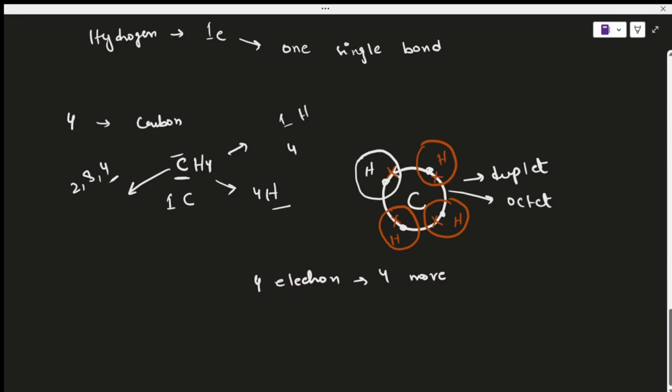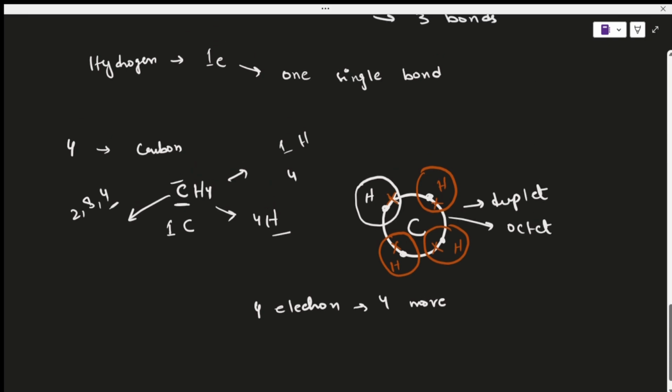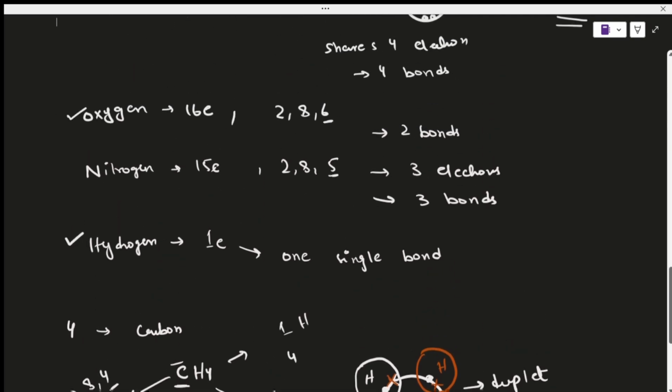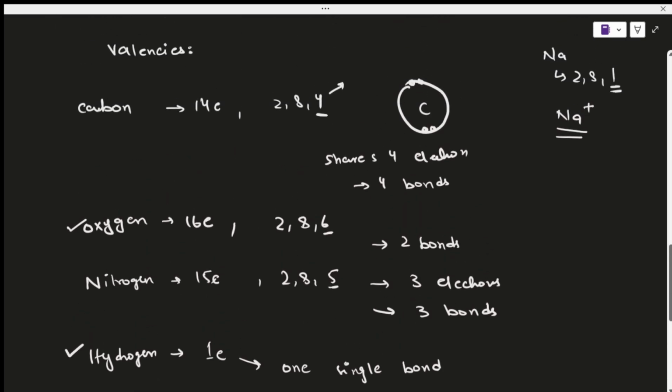So that is the idea, and that is how you should know how many bonds each of these is going to make. The most common ones you're going to be studying a lot are hydrogen, a lot of oxygen as well, and nitrogen, which will be there but might not be a lot. So that is the idea of valencies, why it is important, and a little intro to organic chemistry.